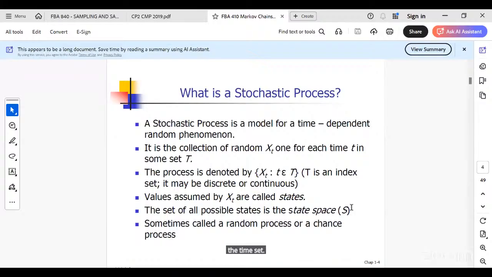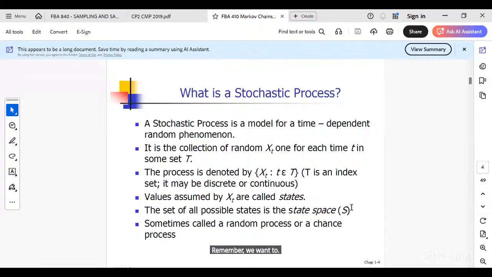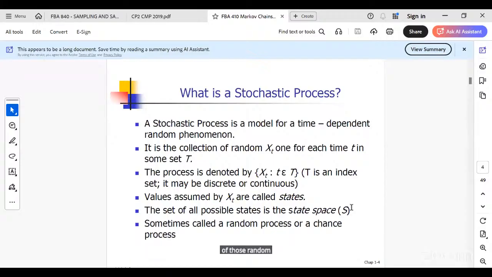So the combination of the state and the time will determine the type of stochastic process that you are dealing with. Remember, we want to analyze data that are time-based, and that time is very important to you, in addition to the values or the states or the realization of those random variables at those times. So how do we classify our stochastic process based on the time and the state?